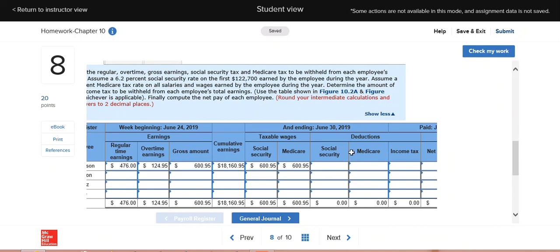Let me scoot over a little bit. All right. So then we have this section that says deductions. It says Social Security, Medicare, and income tax. So in the instructions, it says 6.2% for Social Security.